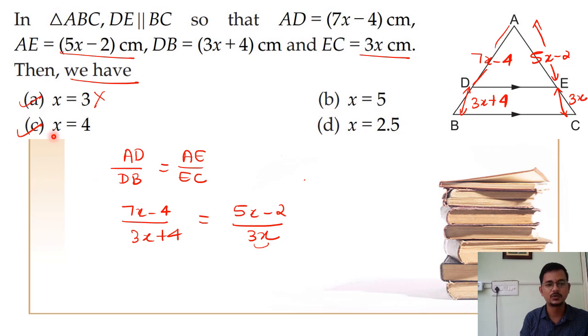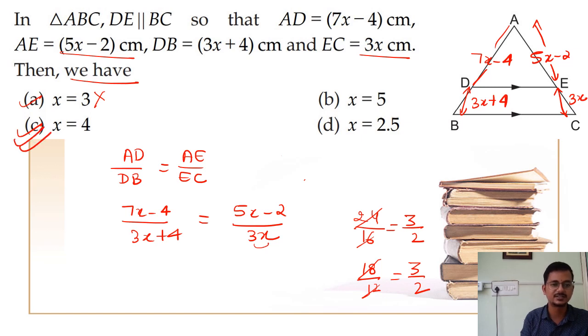So if I choose x equal to 4, 7 fours are 28, 28 minus 4 gives you 24, and 3 fours are 12, 12 plus 4 gives you 16. On simplification, 8 threes are 24, 8 twos are 16, this gives 3 by 2. And if I put x equal to 4 here, 5 fours are 20, 20 minus 2 gives us 18, and 4 threes are 12. On simplification, this also gives 3 by 2. Here left hand side and right hand side are equal. So x equal to 4 satisfies the given condition. So this is the correct answer.